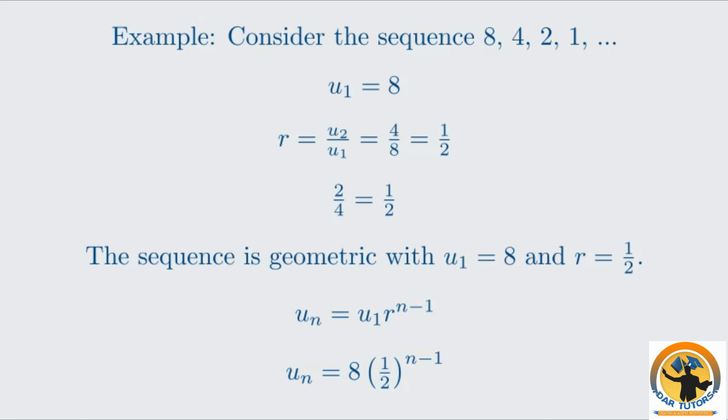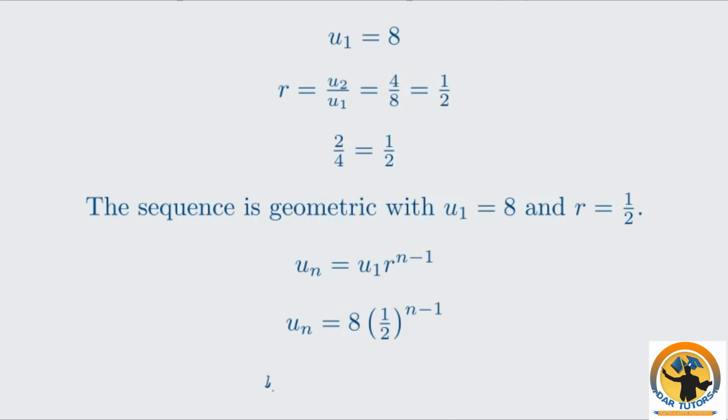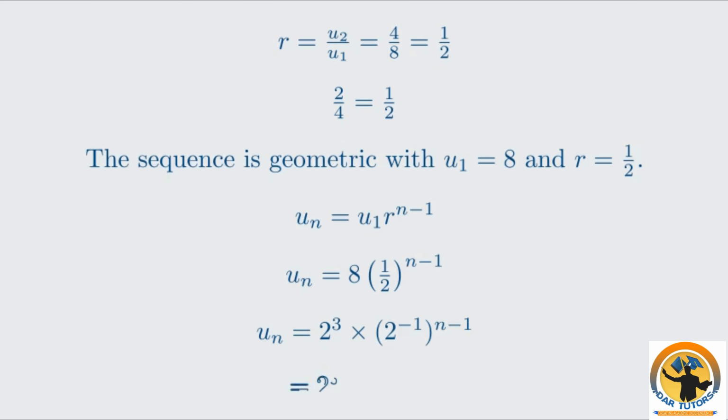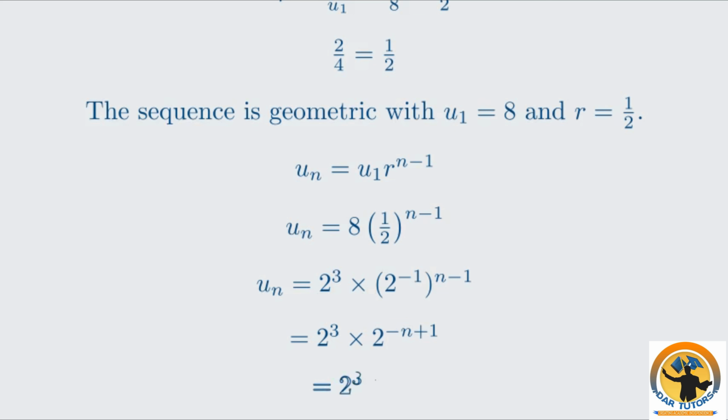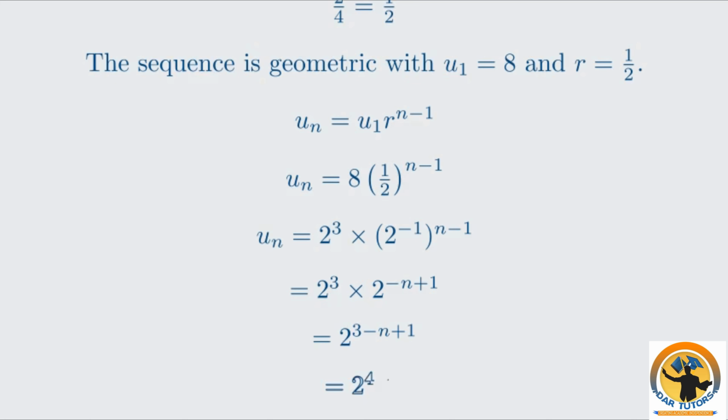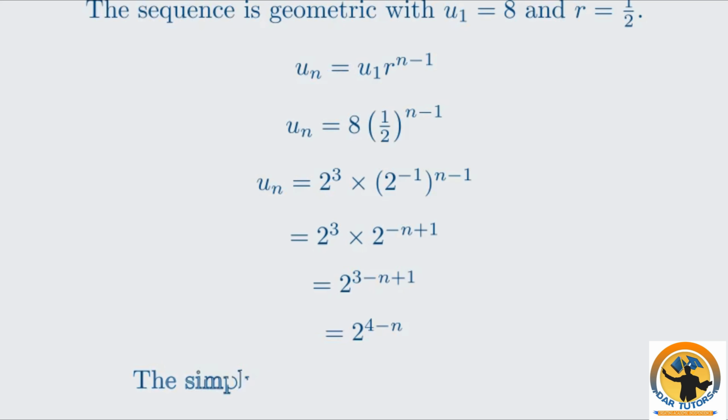We can simplify this expression using exponent rules. We can write 8 as 2 cubed and 1/2 as 2 to the power of -1. This gives us 2 cubed times 2 to the power of -1 times (n minus 1). Distributing the -1, we get 2 cubed times 2 to the power of (-n plus 1). When multiplying powers with the same base, we add the exponents. So the simplified general term is u_n equals 2 to the power of 4 minus n.